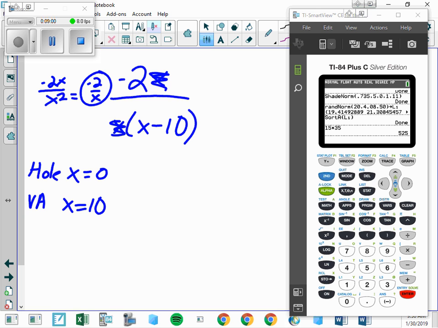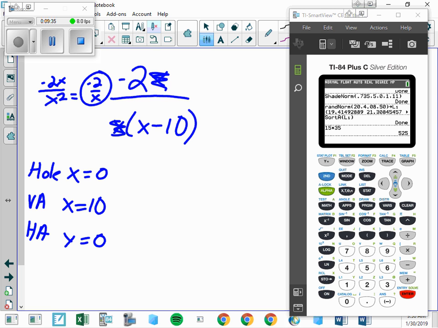Yes. The bottom is bigger than the top, so the HA is at y equals 0. What if the top and bottom are the same power? The HA is just the ratio of the coefficients. What if the top is 1 bigger than the bottom? Then you have a slanted asymptote. How do you find a slanted asymptote? Just do division and throw out the remainder. Okay.